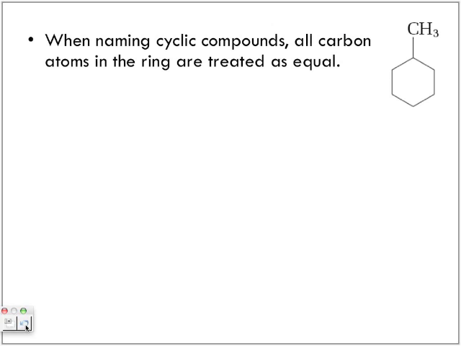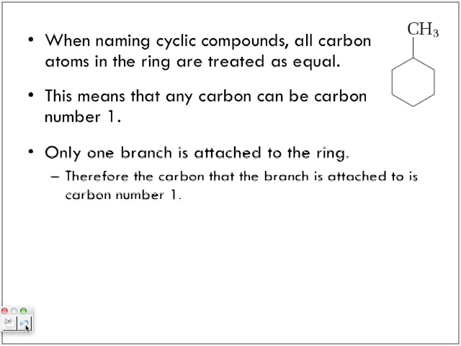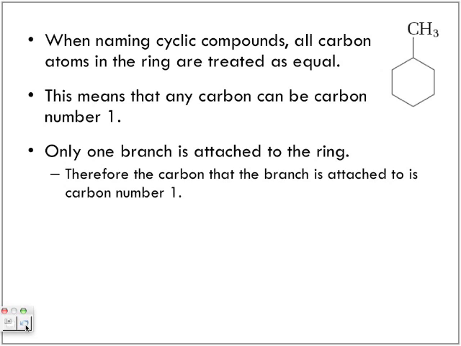Okay. Now, when naming cyclic compounds, all carbon atoms in the ring are treated as equal, so any carbon could be the number 1 carbon. Now, only one branch is attached to this ring, therefore the carbon that the branch is attached to has to be the number 1 carbon. So because we've got a branch in this cyclic hydrocarbon, we must label that carbon as carbon number 1. So that's the only rule.